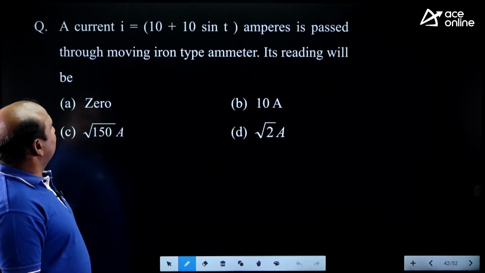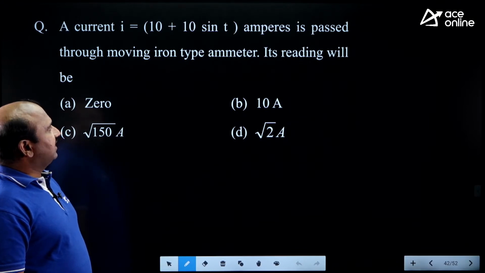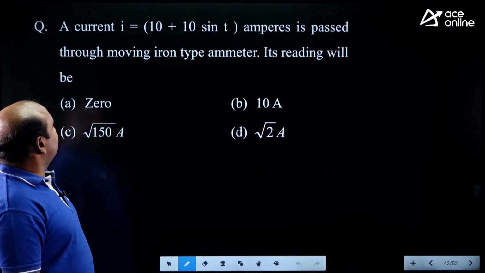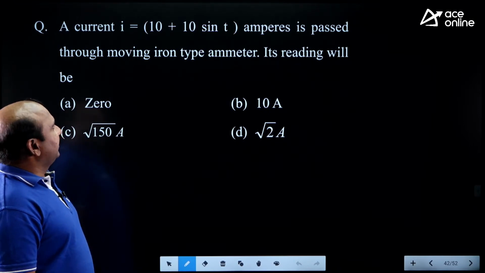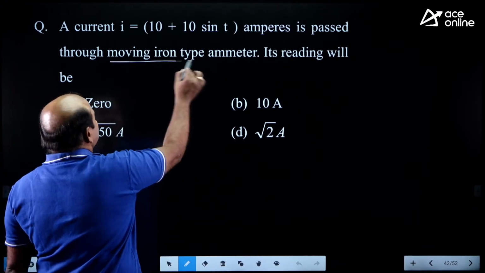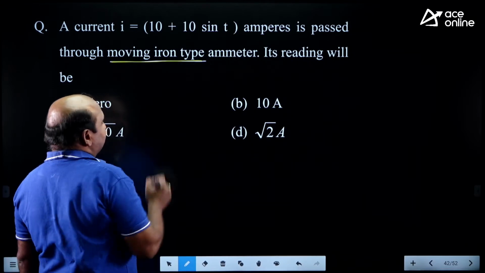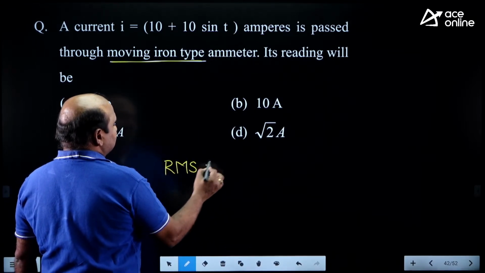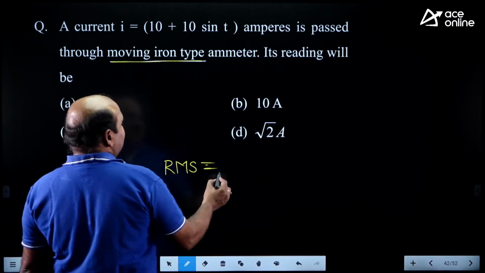See this one, a good example. The current I equal to 10 plus 10 sin t amperes is passed through a moving iron type meter. The reading is what? MI means moving iron. Moving iron reads what? Definitely moving iron reads the RMS value. Moving coil means it will take the DC; moving iron means RMS value.